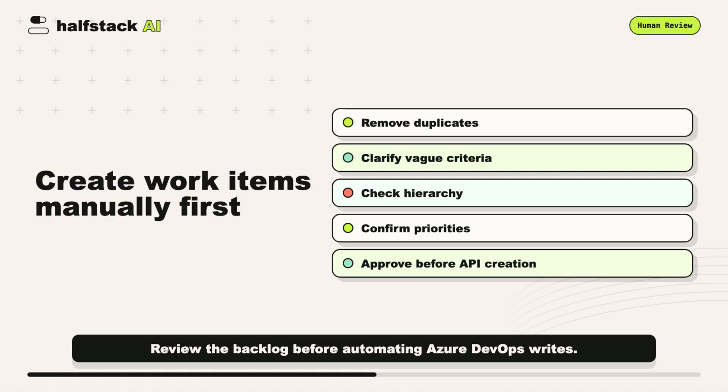Check whether tasks are real implementation tasks or just restated features. Confirm priorities with the product owner. Only after the team trusts the structure should you consider creating Azure DevOps work items automatically. This is the governance step that keeps an AI backlog agent from creating junk faster than humans can clean it.